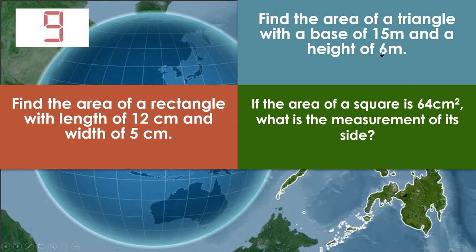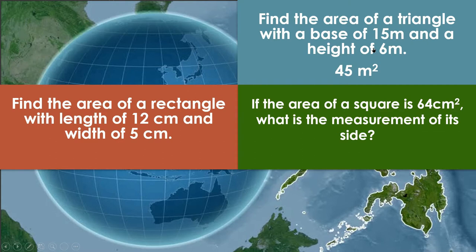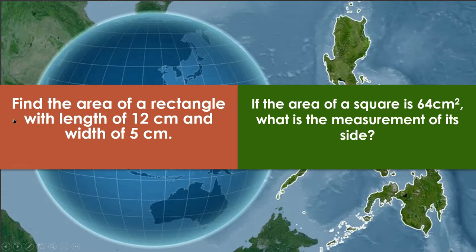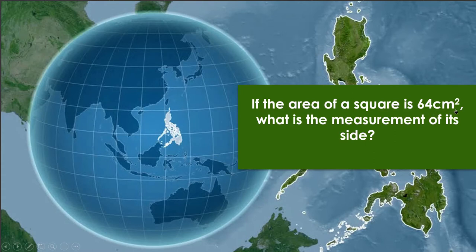of 6 meters. Very good! The answer is 45 square meters. Find the area of a rectangle with a length of 12 centimeters and width of 5 centimeters. Very good! The answer is 60 square centimeters. Lastly, if the area of a square is 64 square centimeters, what is the measurement of its side? Very good! The answer is 8 centimeters.